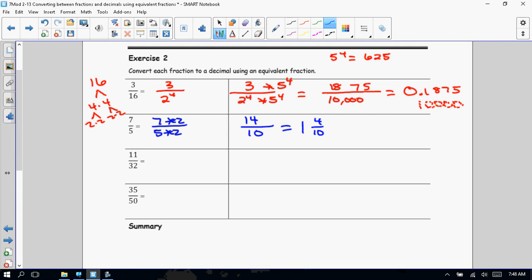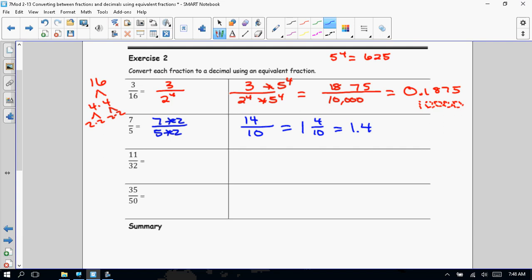Doesn't say change it to a mixed number. As much as I love those, it says I got to change them to a decimal. All right, 1 and, where's my 4/10 going to go? 1.4. Look, could we have changed it so that was 100 on the bottom? Sure. We would have still gotten the exact same answer. We just would have had a 0 behind the 4.